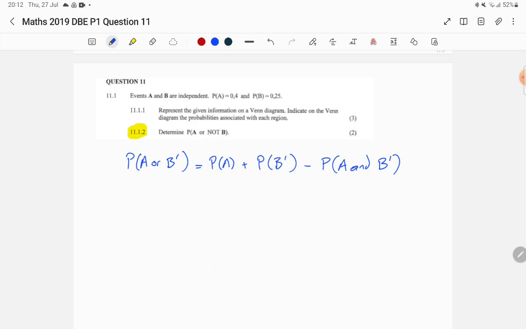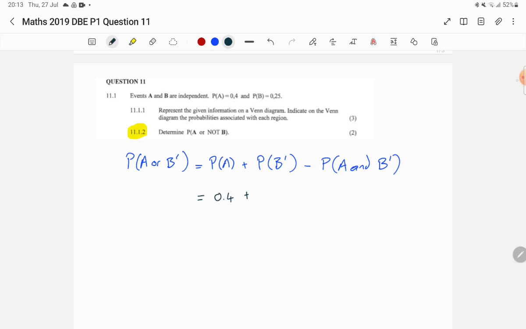So we know what the probability of A is. That we can just go ahead and sub in. We know that that is 0.4. And the probability of not B is every single thing that doesn't have B. So that would be A and everything inside the Venn diagram but outside the circles. So this would be the 0.4, this would be 0.3, as well as the 0.45.